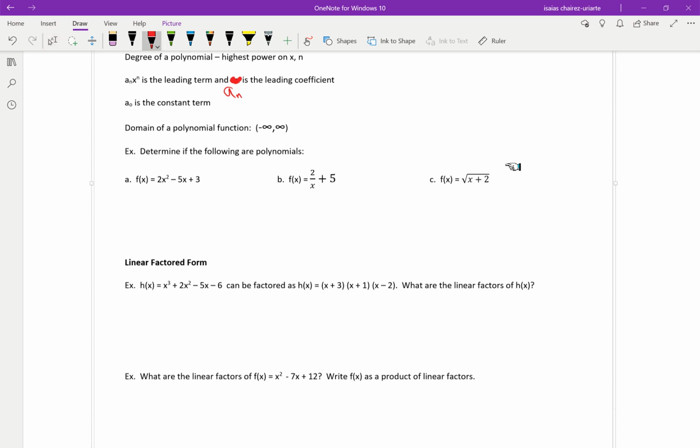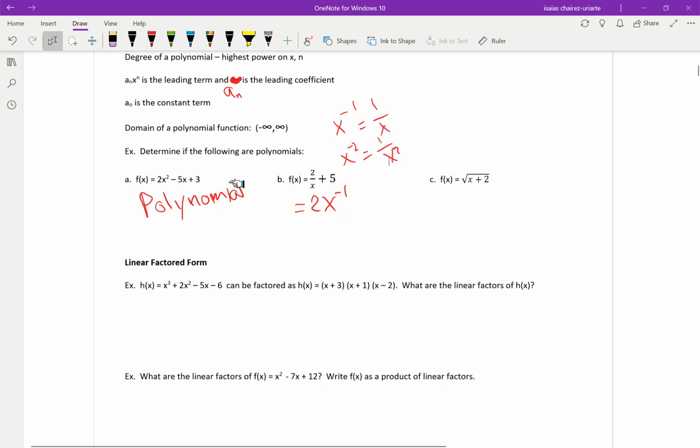So I would say that this guy right here is definitely polynomial, part A. Part B, I mean, it's 2 divided by x plus 5. Technically, I guess I could write this as 2 times x to the negative 1, because a negative exponent corresponds to division. Let me just kind of remind you up here. Not that you need to know this for this video, but x to the negative 1 means 1 over x. X to the negative 2 means 1 over x squared, and so on. Well, a polynomial should not have negative exponents. And so right now, technically, I'm dealing with a negative exponent or a division, so this is not a polynomial.